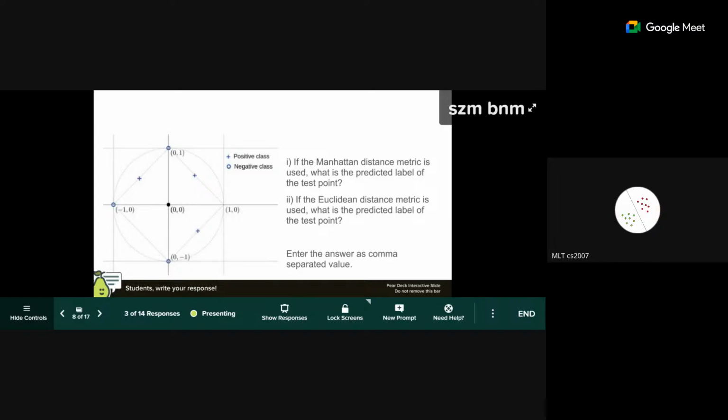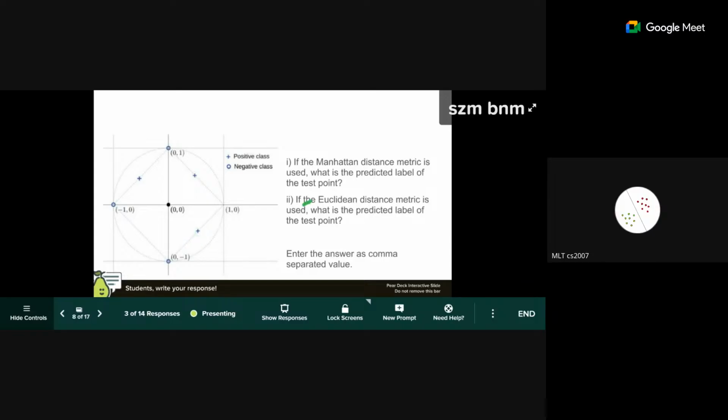Which points? These points, right? These are the points at 0.5, 0.5. Can you see the cursor? These points, right? Okay. This point is at 1/2, 1/2.